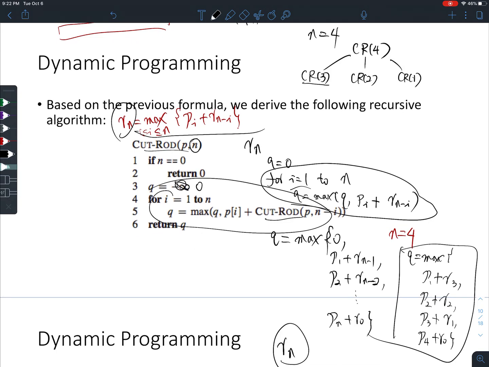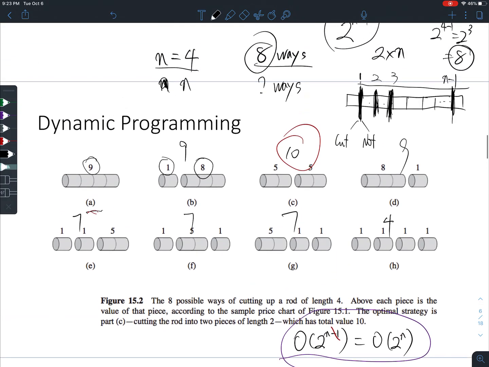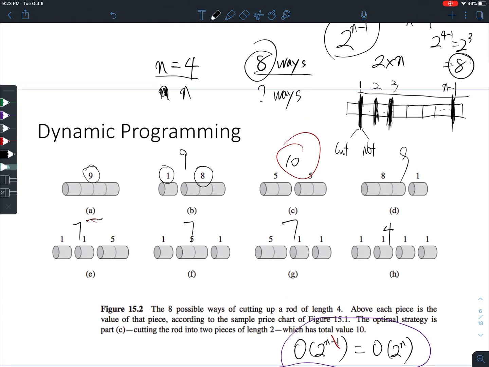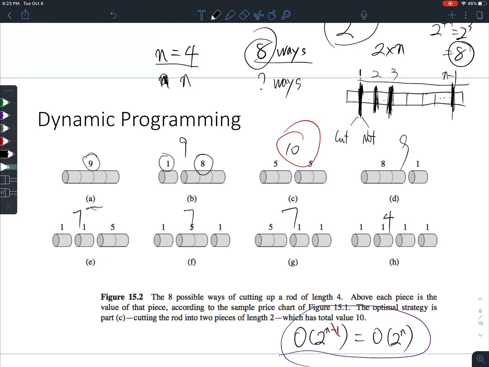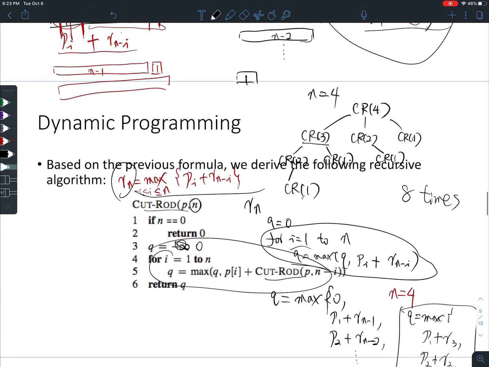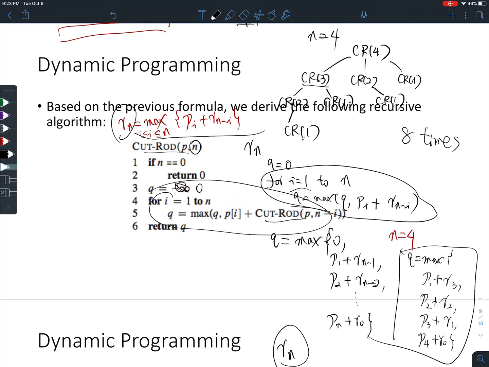When you are calling this function with the input parameter 3, it is going to call cr2, cr1. And when you are calling cr2, it's going to call cr1. So how many times do we call this function? 1, 2, 3, 4, 5, 6, 7, 8. Again, 8 times. So the efficiency of this pseudocode is exactly the same as enumerating all the possible ways of cutting a rod of length 4, and it's nothing fancy.